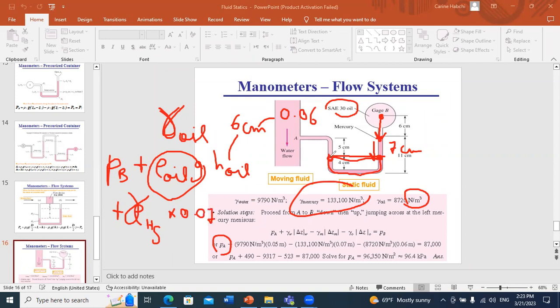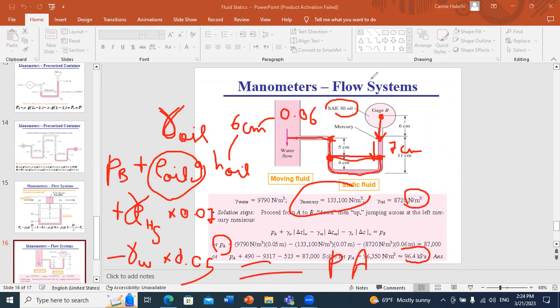So now I reached the pressure at this point. Now, to go to A, I need to move upward in water. Because I am moving upward in water, I should do minus gamma water times 0.05. And now I reached this point. Because this point is at the same level as A, this should be equal to PA. And I will get back exactly the same result. If you replace, you can get the value of PA, which here is 96.4 kilopascal.